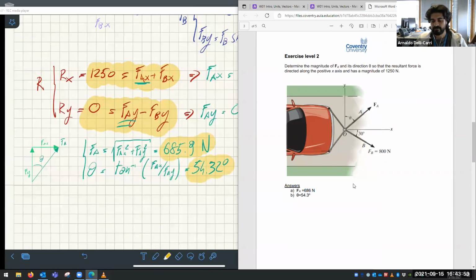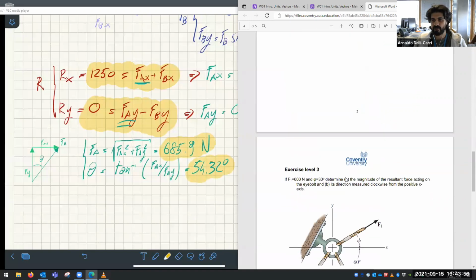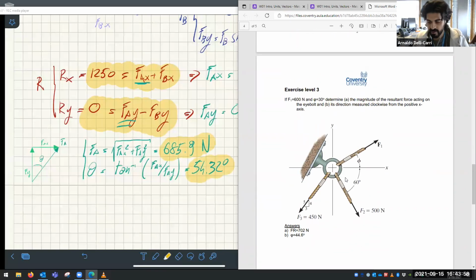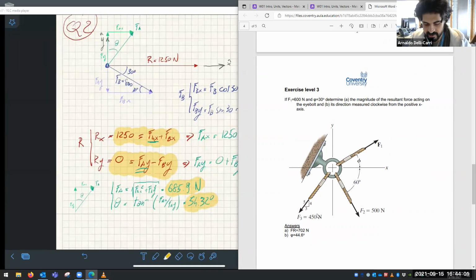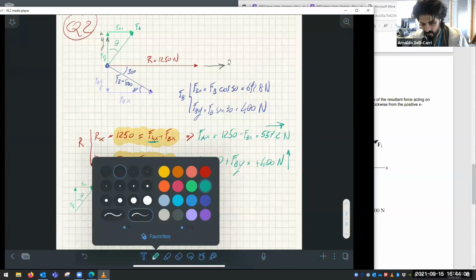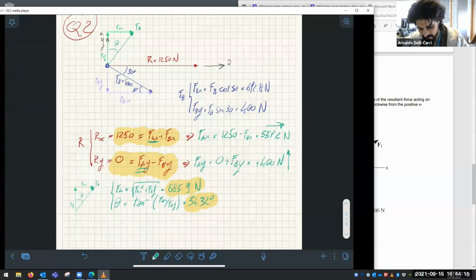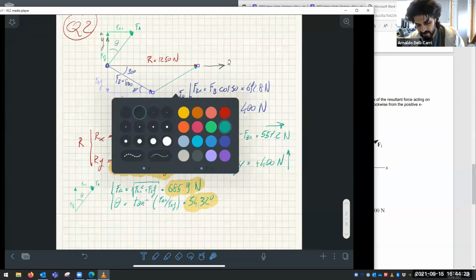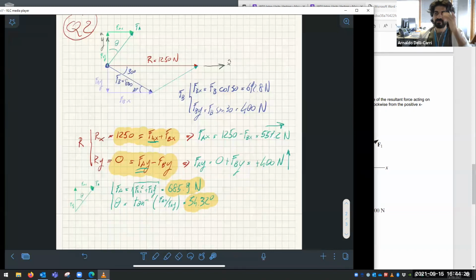All right, let's do this one. Now, this one has got three forces. Again, I also suggest you solve this same exercise with the graphical method. With the graphical method means find what's the vector that is required, because the sum of this plus this must give me this. This is a very easy graphical method calculation.